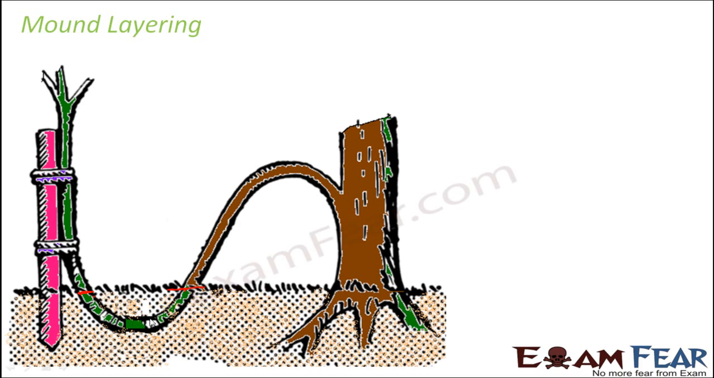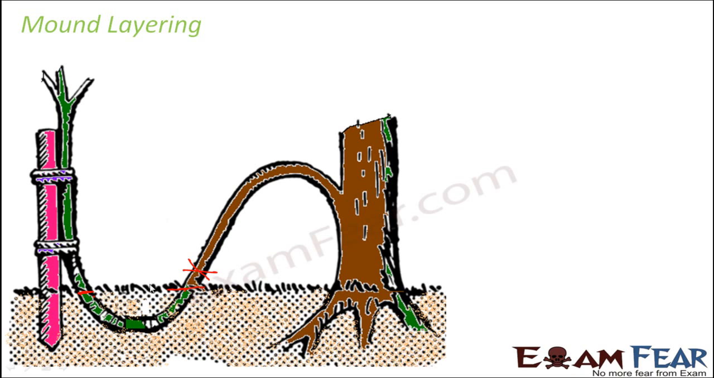Then what happens? After a few days, it is seen that new roots tend to develop from the part which was under the ground. After new roots are developed, this can be detached from the main plant. You can cut it from here, detach it from the main plant, and then this can give rise to a new plant altogether.